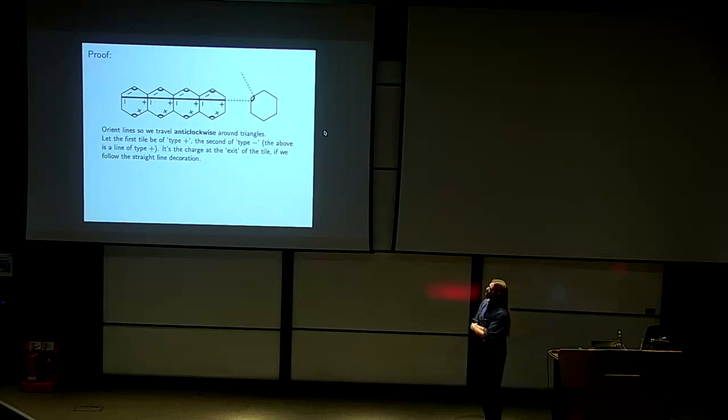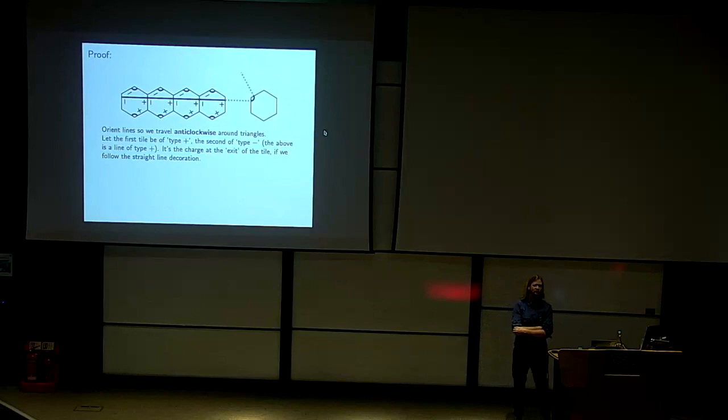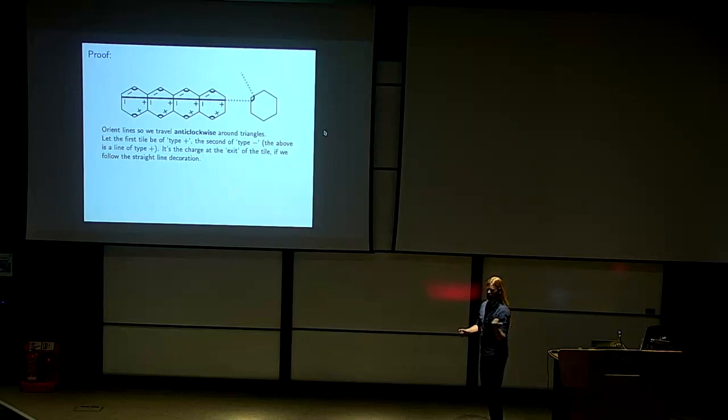So I'm going to orient these black line decorations so that we always travel anti-clockwise around our triangles. Okay, so if we're moving along one of these straight lines, the offset that we're towards is on our left when we're traveling around these. And I'm going to use that to assign charges to my tiles. So I'm going to think of these tiles here as positively charged. It's the charge at the exit of each tile as we're traveling along this line. Okay, so this is a line of positive charges.